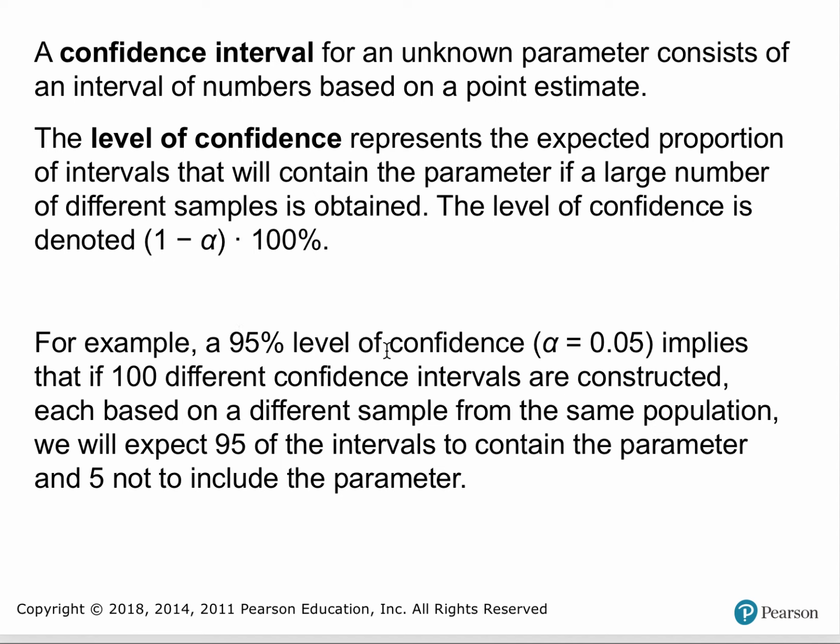Okay, so a 95% level of confidence implies that if 100 different confidence intervals are constructed, each based on a different sample from the same population, we will expect 95 of the intervals to contain the parameter and 5 not to include the parameter. Okay, so in other words, a confidence interval is a range of numbers, like for example 20 to 30. Okay, and the level of confidence is the proportion of intervals that will contain the unknown actual parameter, okay, if repeated samples are obtained.